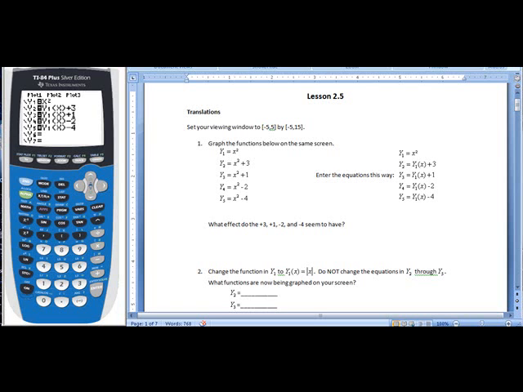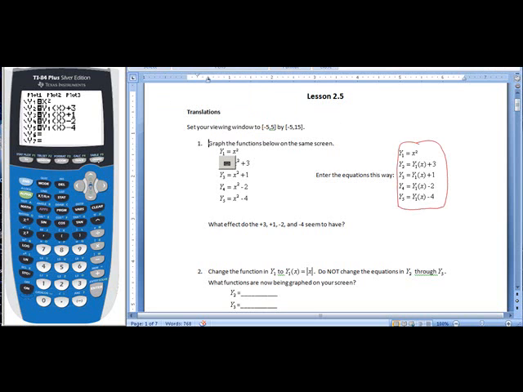I want to help make sure that everybody's gotten the right stuff from working through the handout for graphical transformations. So let's just make sure that everybody's looking at the same thing. I've got x squared entered for y1, and I have entered my equations for y2 through y5 that way, and there were videos provided to show you how to do that.